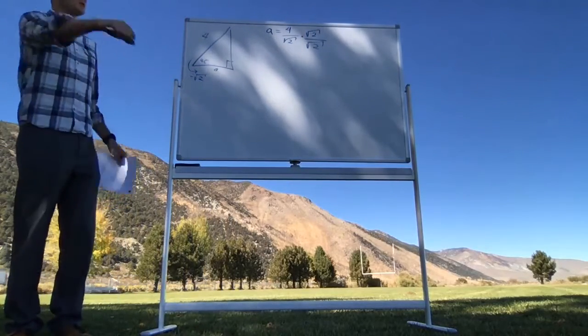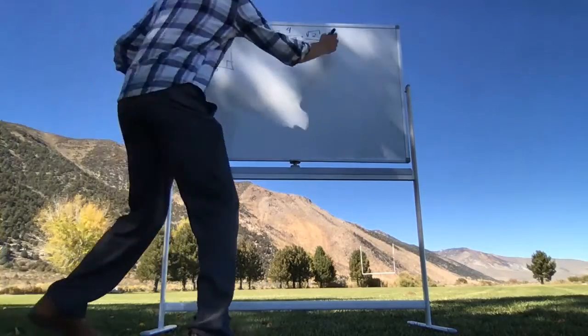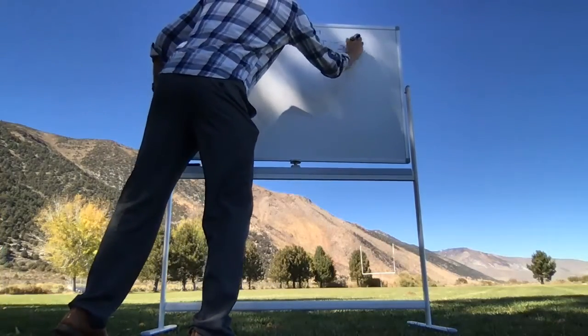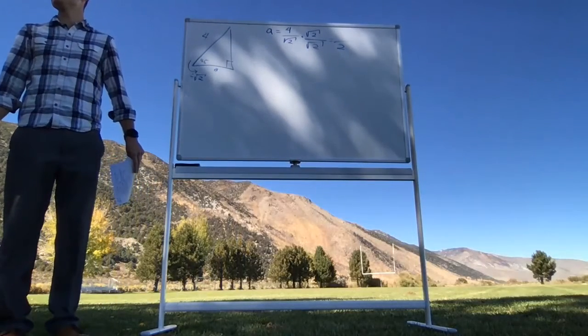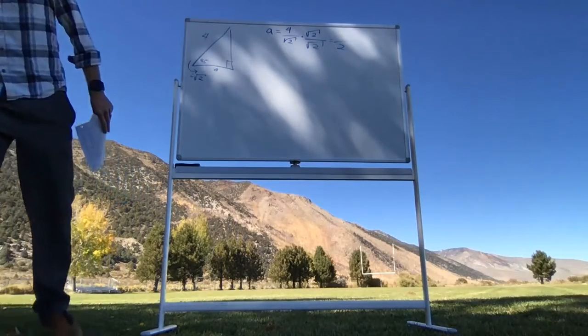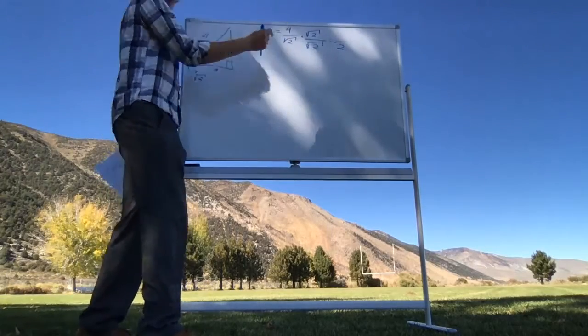All right, Chewy. What do I have for the denominator now? Exactly. Jaden, what do I have for the numerator? Say it louder. Just kind of squish these together. 4 root 2.